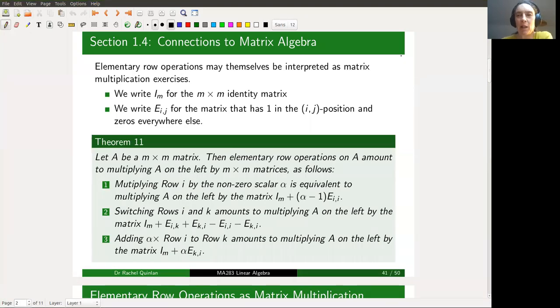Everybody, welcome to this recorded version of Lecture 8. So we have two topics to discuss in this lecture. The first one is to finish off Chapter 1 with a few comments about relationships between elementary row operations and other aspects of matrix algebra.